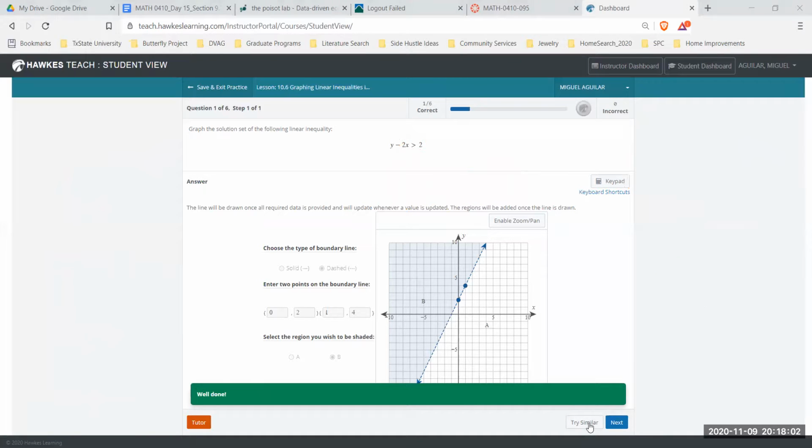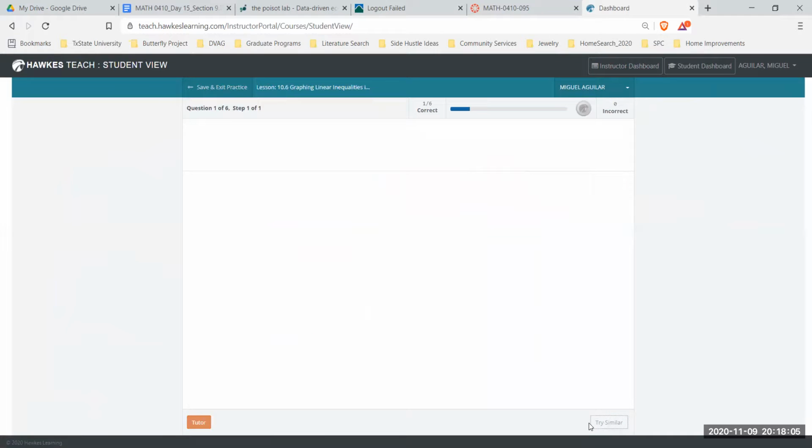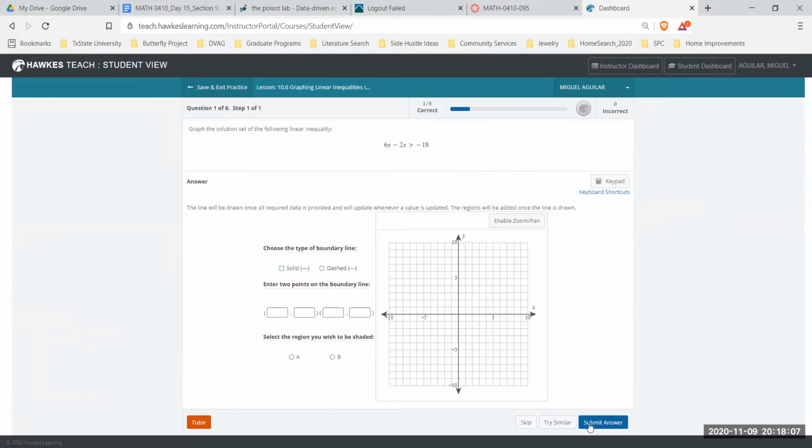Okay, let's try a similar one. Right off the bat, can anybody tell me whether this is a solid or a dashed line? A dash. Yeah, it's definitely going to be a dashed line. Is anybody confused as to why it's a dashed line? Okay, remember the inequality that they give us is this one, and that tells us that it's going to be dashed because it doesn't have the equal sign.